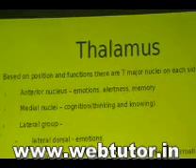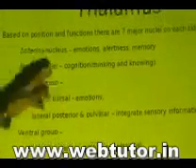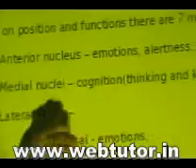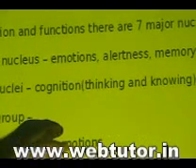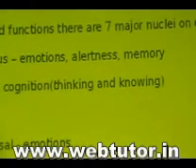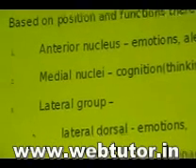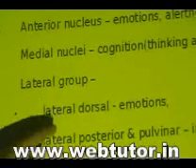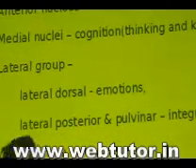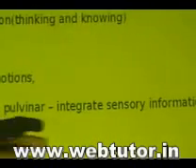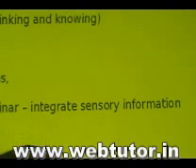There is your anterior nucleus. Its function is mainly related to regulation of emotions, alertness, memory. Your medial nuclei are mainly related to cognition. Cognition is the process of thinking and knowing something, right? Then you have your lateral group, in which you have 3 nuclei: lateral dorsal, which is related to emotions again, lateral posterior and pulvinar nuclei. These 2 are related to integrating the sensory information, right? I gave you an example.